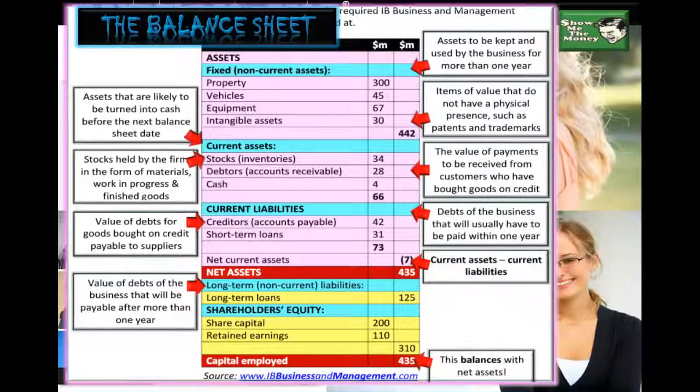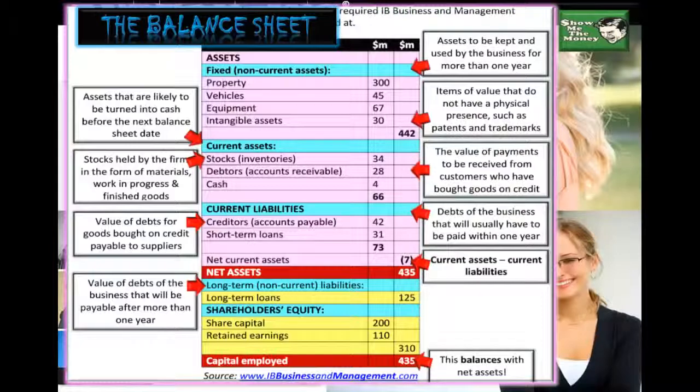Just quickly looking at the structure here, we start with our assets. We start with our fixed assets. Remember, those are those assets which are being kept for a business. They're not going to be sold for 12 months or more. Intangible or tangible are recorded here. Current assets, those three key things that keep cropping up: stocks, debtors and cash. Current liabilities: creditors and short-term loans.